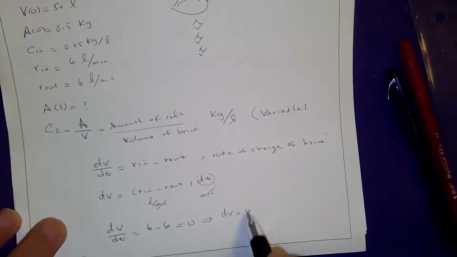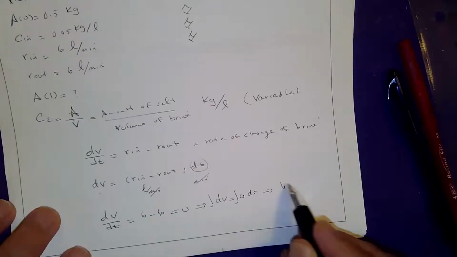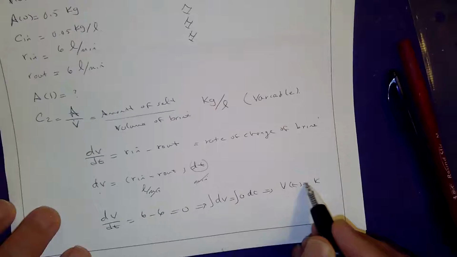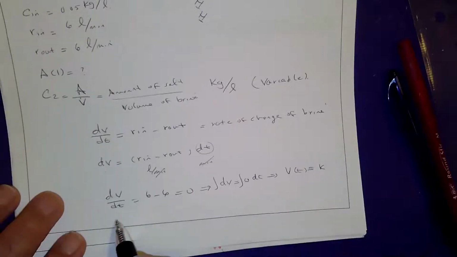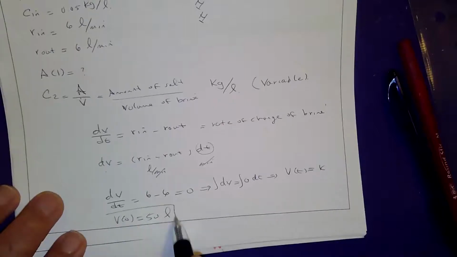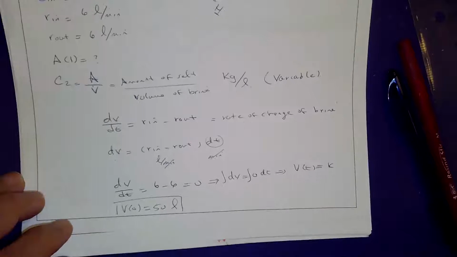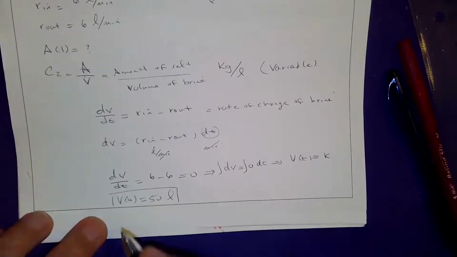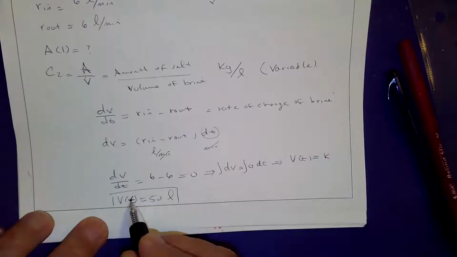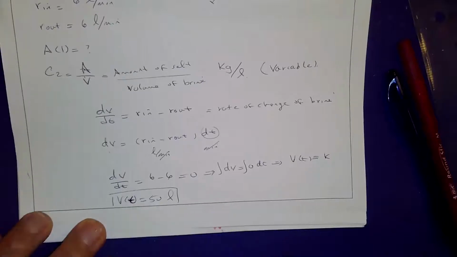Antiderivative of 0 with respect to t, you will end up with V of t is equal to a constant. But what is that constant equal to? It's exactly the same as the amount of brine which was in the tank to begin with initially. So this would be at any given time, not just time 0.